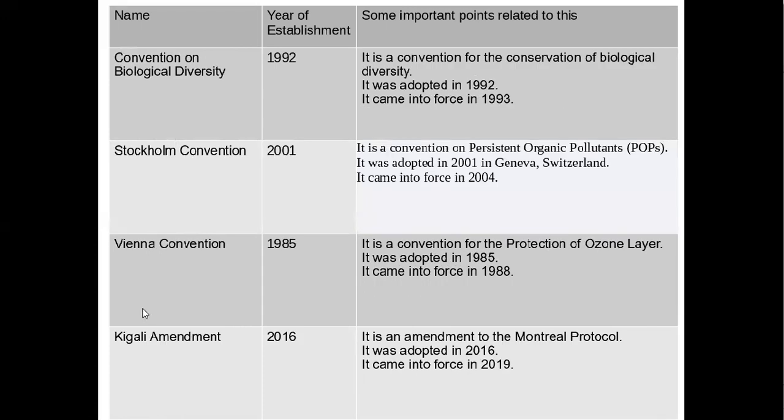Another convention is the Convention on Biological Diversity, sometimes written as CBD. The Convention on Biological Diversity is a convention for the conservation of biological diversity. That's how it is named, and it was adopted in the year 1992, and it came into force in the year 1993.